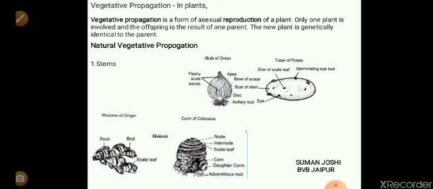The third example of vegetative propagation through stem is the rhizome. I know that you all have seen ginger and turmeric and all.